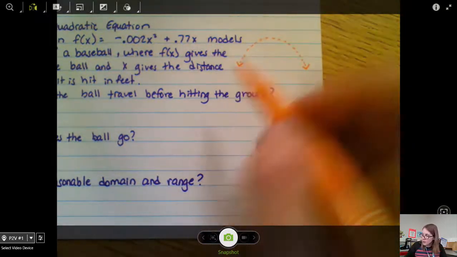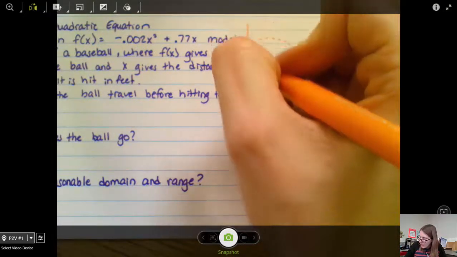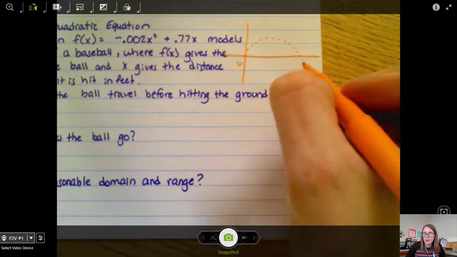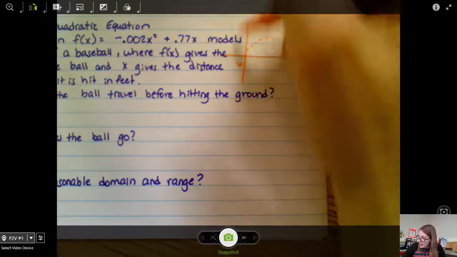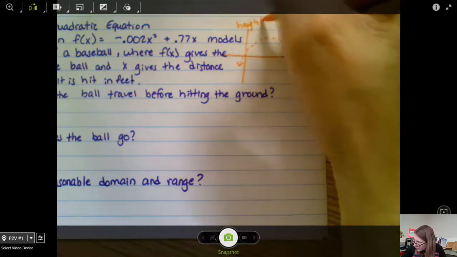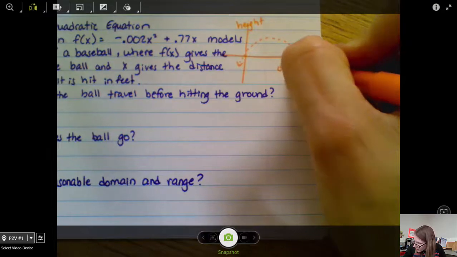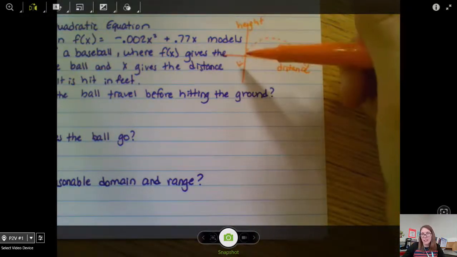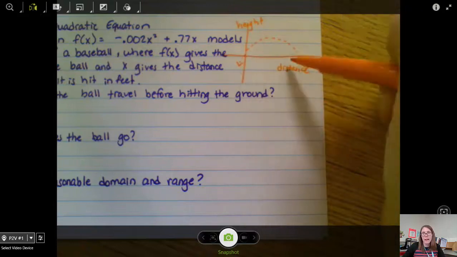Okay? If x is the distance the ball traveled, and f of x is my height, let's think for a second. For part A, how far does the ball travel before hitting the ground? What about this graph am I trying to find? Well, when the ball hits the ground, my height is 0. So I want to find my x-intercepts.